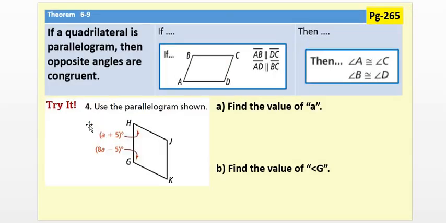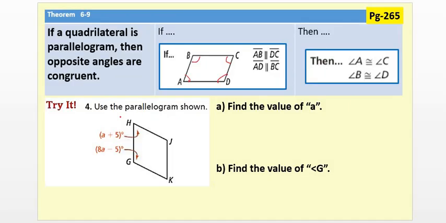Next theorem, it's 6.9. If a quadrilateral is a parallelogram, then opposite angles are congruent. We already know that, we proved it on the last slides. That means whatever the value of angle A will be, it will be the same for angle C, and the same is the case for angle B and D, because they are opposite angles.